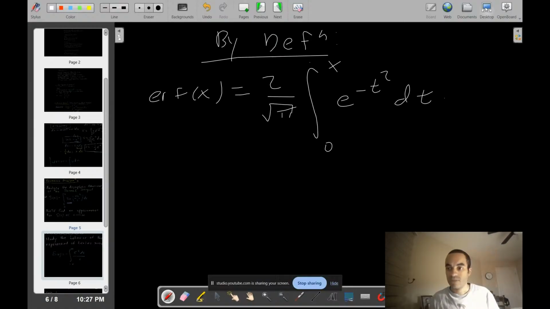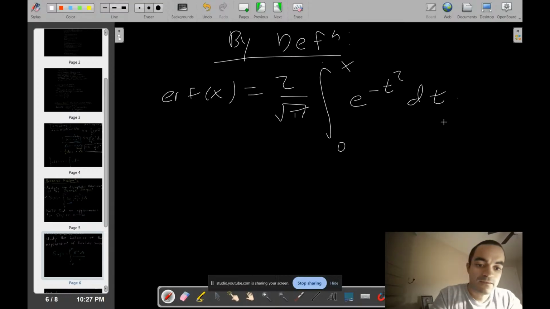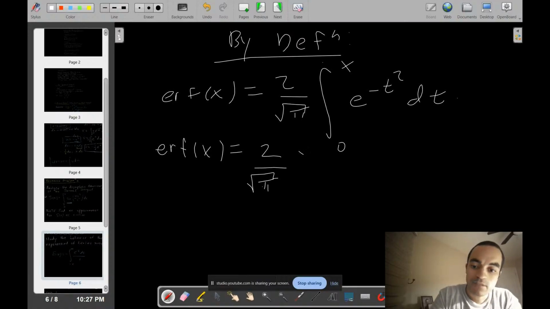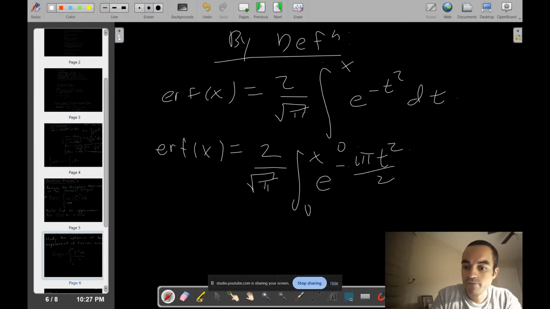All right. So this function right here, okay, is the error function. Now we want to find the error function when we have e to the i pi t squared over 2 power. So this is going to be 2 over root pi, integrate from 0 to x of e to the negative i pi t squared over 2 dt, right? Okay, we want to figure out how we can manipulate this. Now we want to solve for this guy.